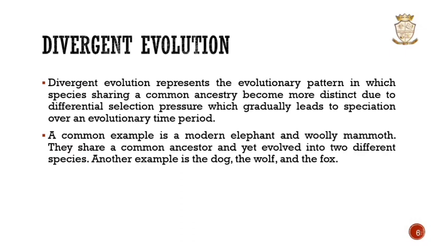Next is divergent evolution. It represents the evolutionary pattern in which species sharing a common ancestry become more distinct due to differential selection pressure, which gradually leads to speciation over an evolutionary time period. Examples include the modern elephant and woolly mammoth.